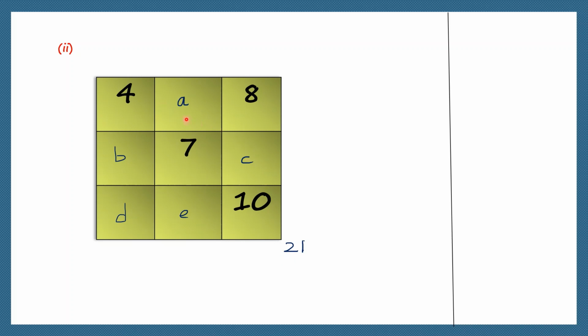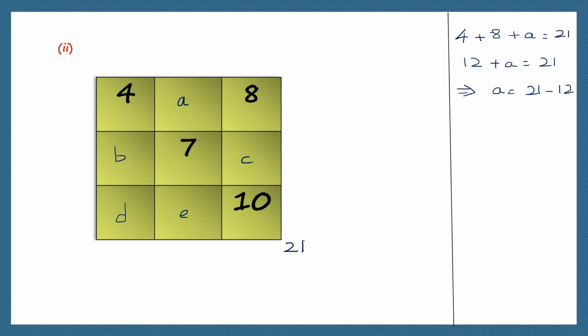So now let's find the value of A. 4 plus A plus 8 will be equal to 21. So let's write that down. We put the numbers first. 4 plus 8 plus A is equal to 21. Now 4 plus 8 is 12. 12 plus A is 21. So that means A will be equal to 21 minus 12.